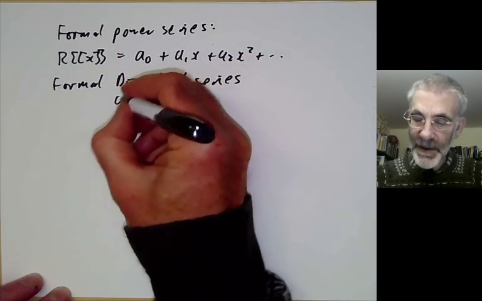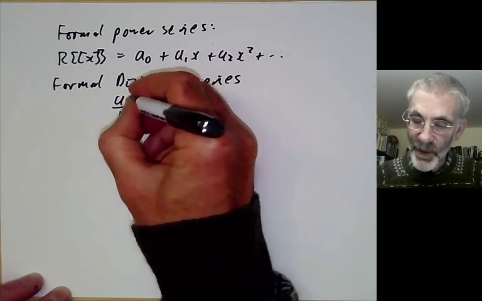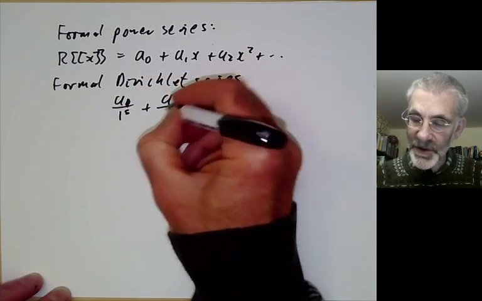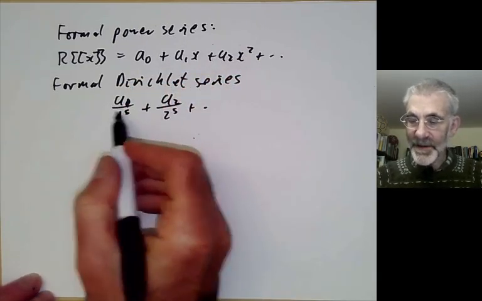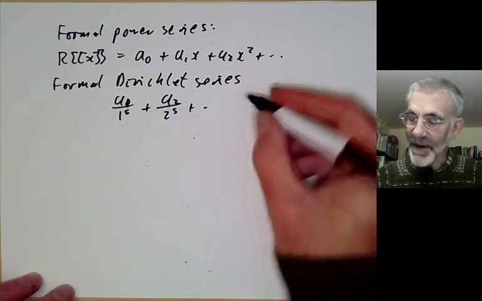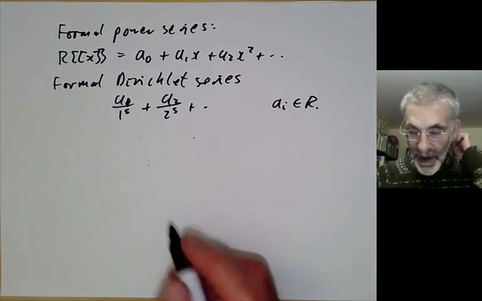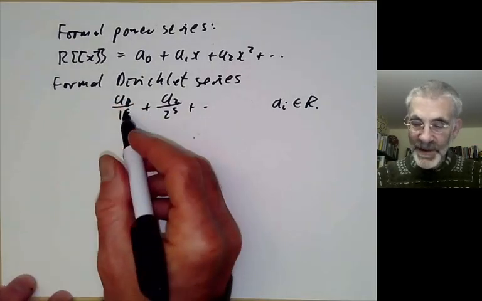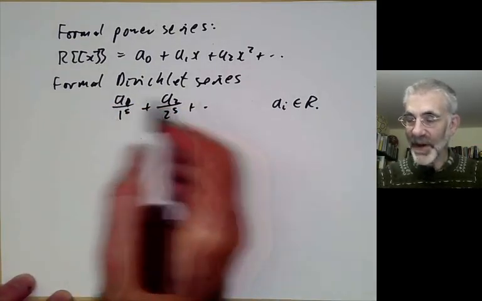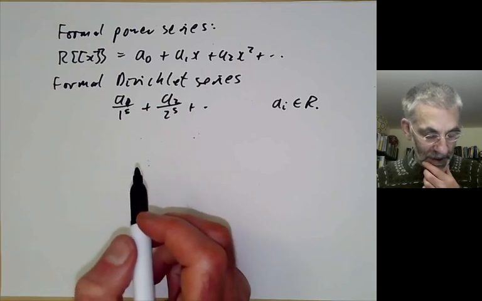Where we take a0 over 1 to the s plus a1 over 1 to the s plus a2 over 2 to the s and so on, and we allow an infinite number of the ai's to be non-zero elements of our ring R. And when we take R to be the complex numbers, of course, you can think of them as being possibly convergent Dirichlet series.